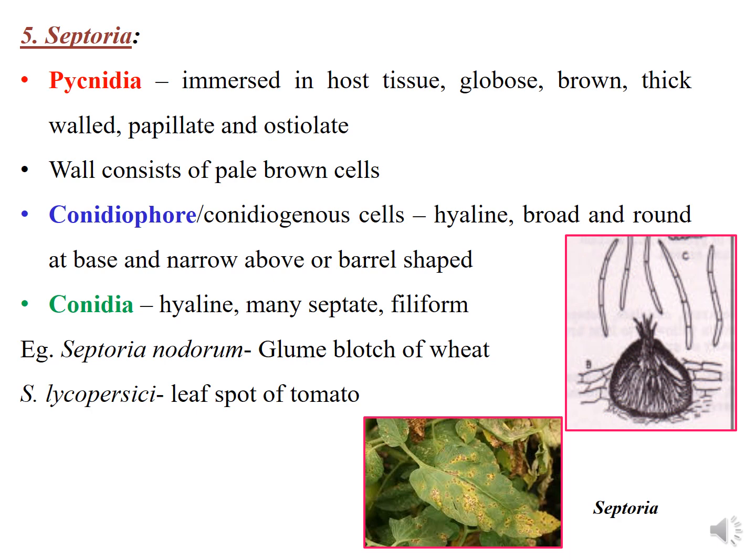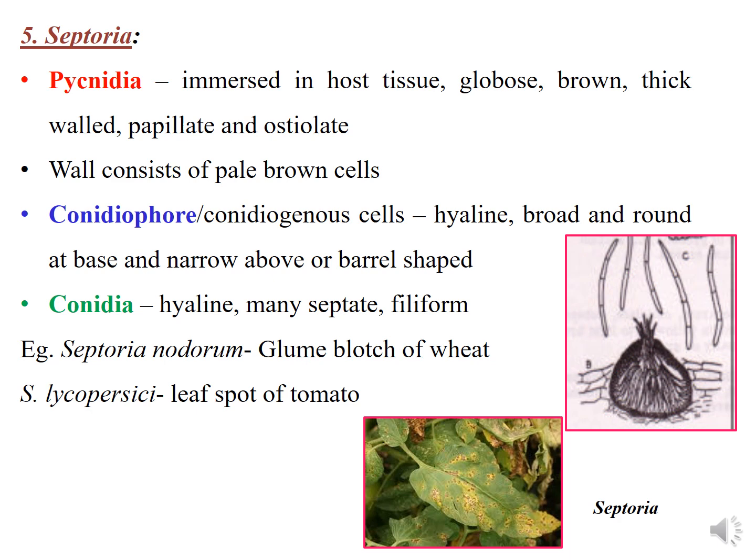Septoria pycnidia are also immersed in the host tissue, and the pycnidia are globose and brown in color. Here the pycnidia are thick walled, papillate and ostiolate. Most of the genera have common characteristics; only the conidial shape may vary, and the pycnidial lining, whether it is thick or thin, will vary. And conidiophores or conidiogenous cells are hyaline, broad and round. Here, remember that the conidiophore is broad and round at the base and narrow above, or barrel shaped.